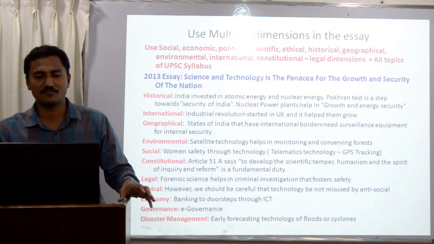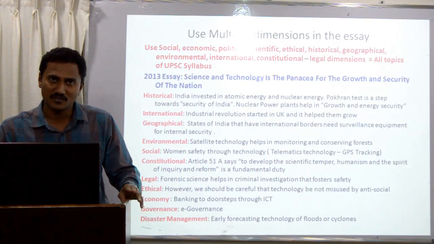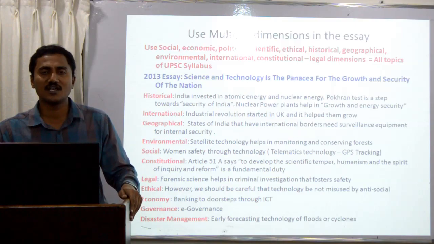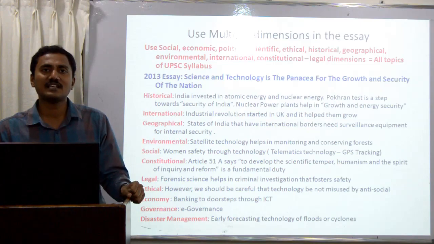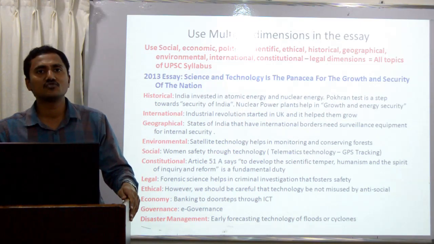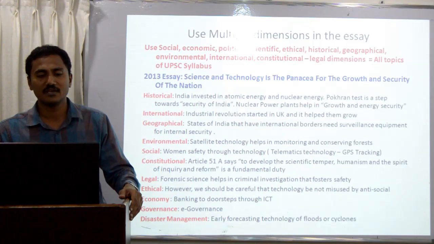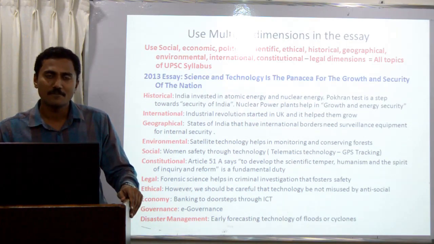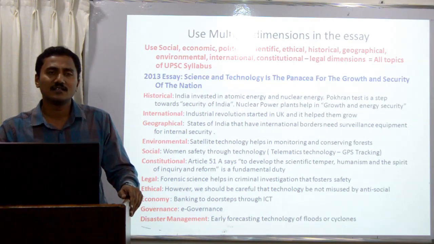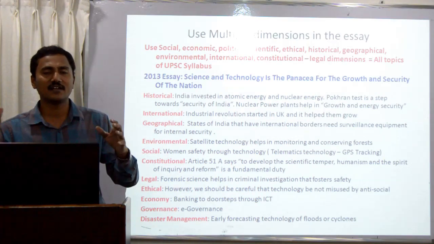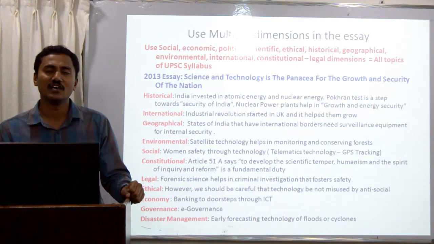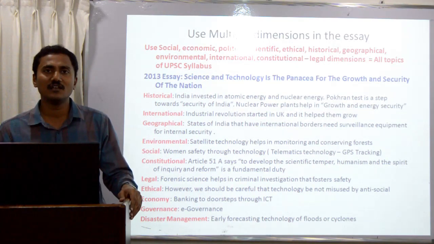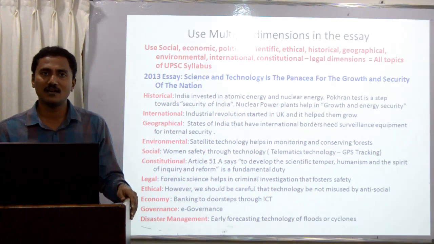This is the historic dimension. You can use the international historical dimension, for example, the industrial revolution, where the UK used science and technology to grow very powerful in the entire world. Similarly, the geographical dimension. You can talk about the borders. In India, the states which have an international border can increase surveillance through science and technology using better equipment, which will help us in the peace and development of the nation. Now go for the environmental dimension.